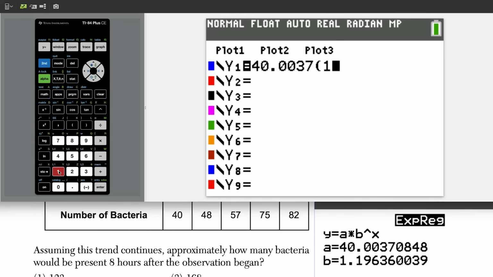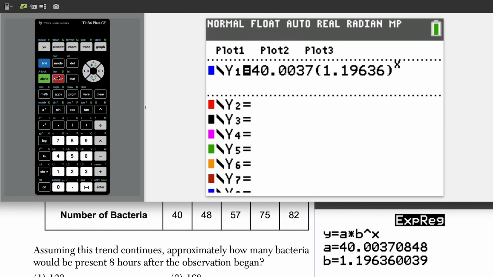And now we have in the parentheses for the B value, we have 1 point, and then we have 196. And then I could just write up to, let's say I'll go out to 36 like this. Okay, so I have 1.19636 because then I get 2 zeros. So this will be enough for us. And now I'm going to press the up arrow and type in the variable x. So now we have the function here. This is our exponential regression function for this table here.